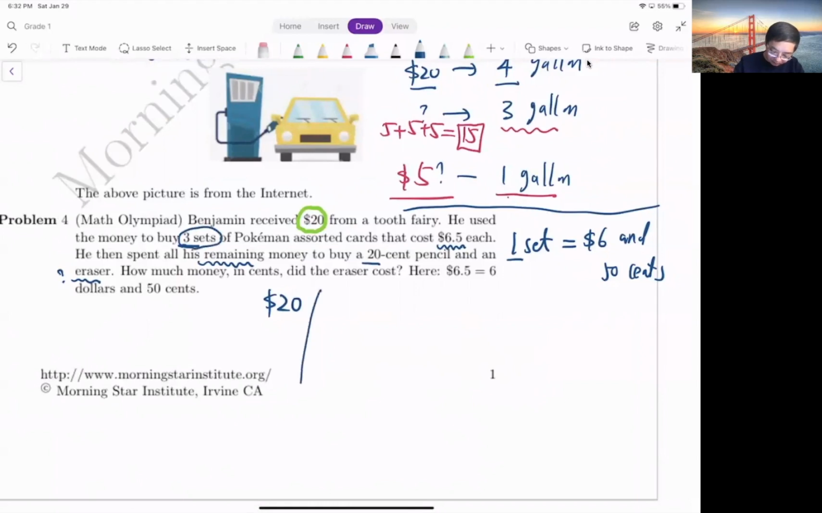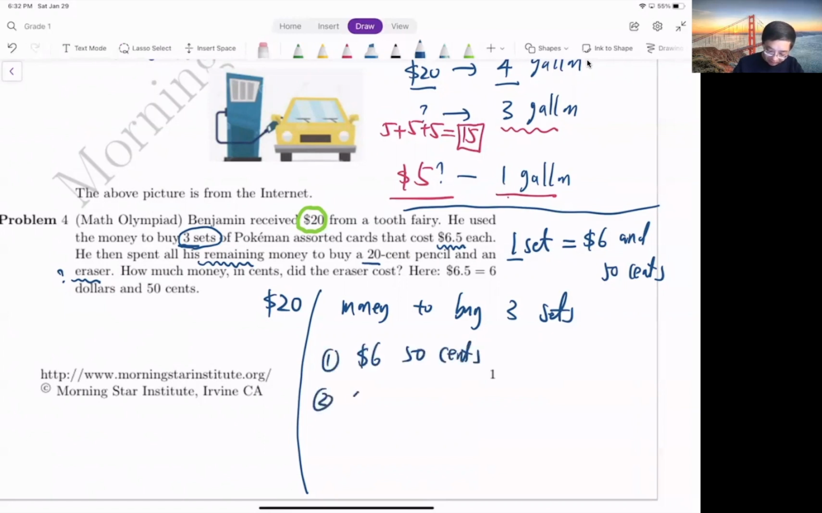So first, let's figure out the money to buy 3 sets, right? Okay, so let's say the 3 sets. Well, that'll be $6.50. Let's write here. That's 1 set. Another set is $6.50. That's the second set. And the third set, again, $6.50, right? Okay, so we just add them up, sum them up.